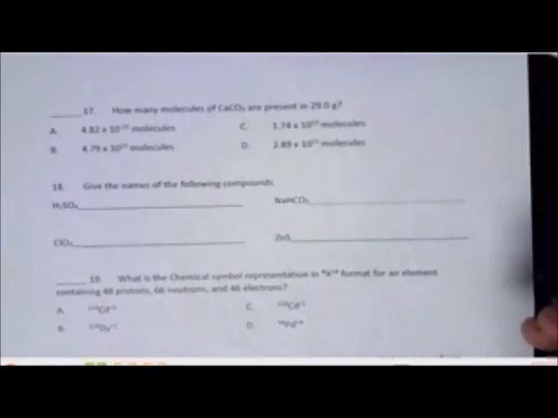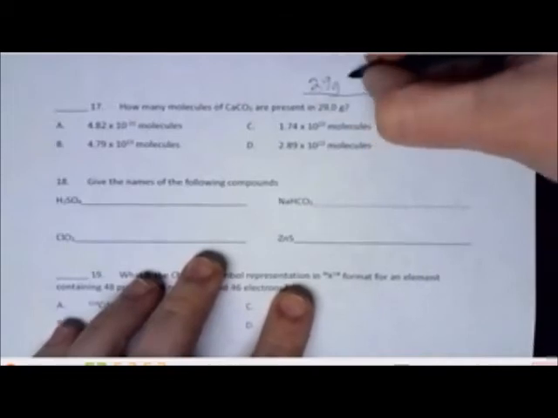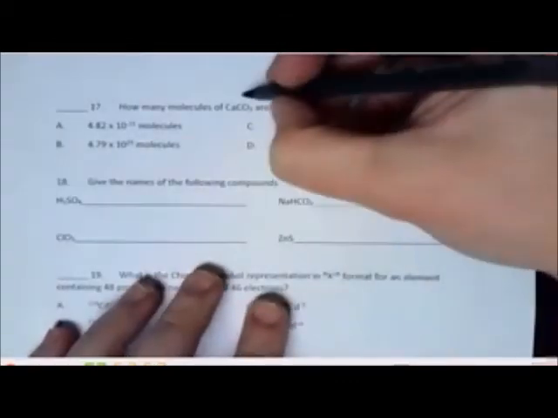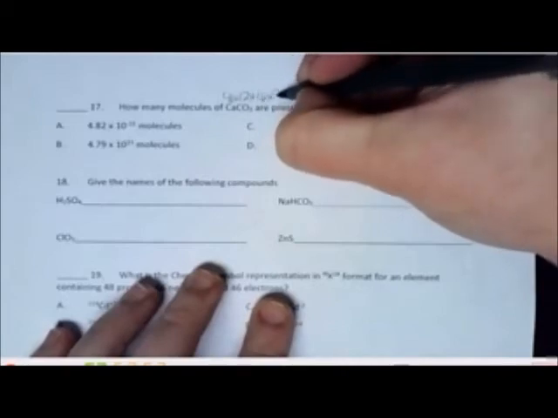Last page. Please note, on our test, we only have 16 problems, so we would have already been done. But last page. How many molecules of calcium carbonate are present in 29 grams? If I took 29 grams, I have to turn that into moles. So what is the molar mass of calcium carbonate? Calcium is something like 40. Carbon is 12. Oxygen is 16, 16 times 3. 40 plus 12 plus 16 times 3 is something like 100. 100 grams in a mole.